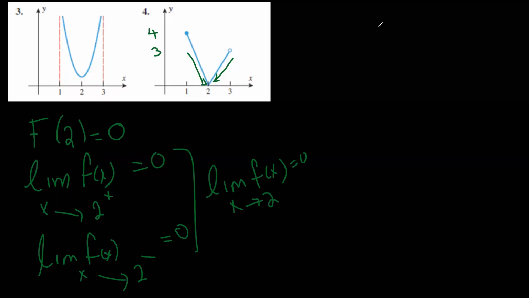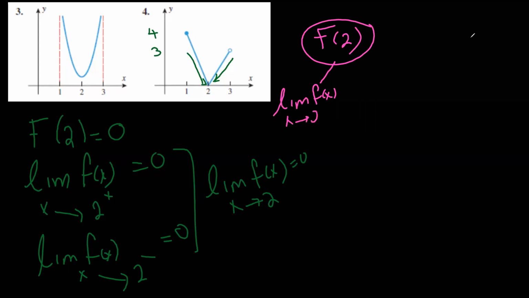So here now, the first step, I have to find f of 2. If f of 2 is defined, I have to find the limit when x approaches 2. If it's not defined, what should we do? We will stop. We will say, okay, it's not defined, so it's not continuous from the beginning.